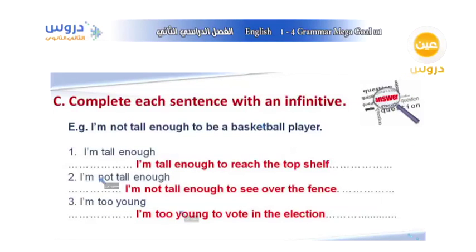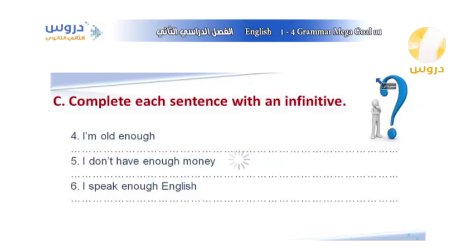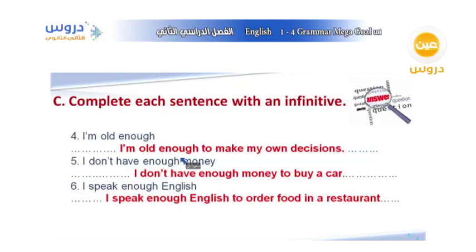Okay, here we can get the answers. I'm tall enough to reach the top shelf. He adds here, to reach. Number two, I'm not tall enough to see over the fence. Here this is an infinitive. Number three, I'm too young to vote in the election. Here, I'm old enough, I don't have enough money, I speak enough English. What can we say here? We can say I'm old enough to make my own decision. I don't have enough money to buy a car. I speak enough English to order food in a restaurant.